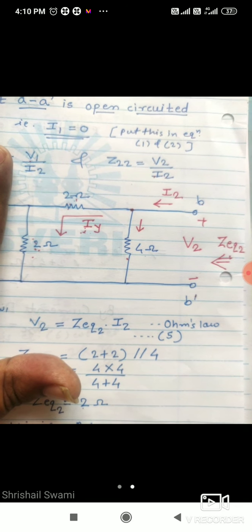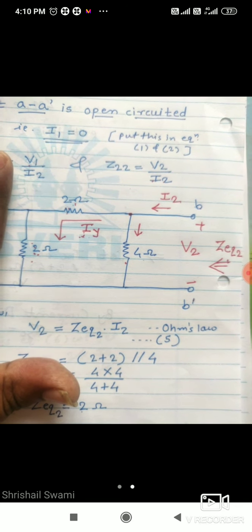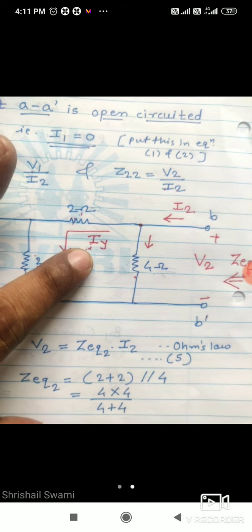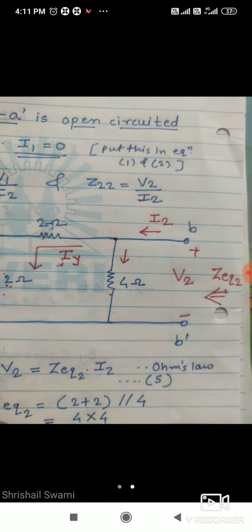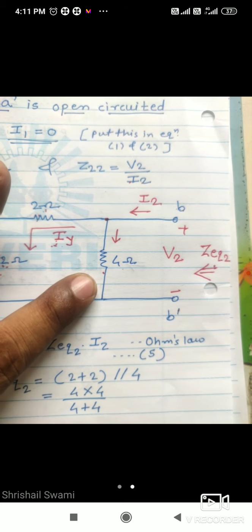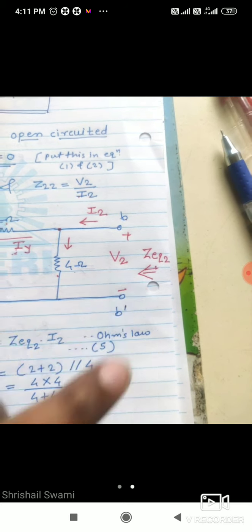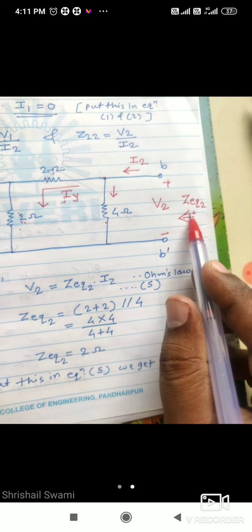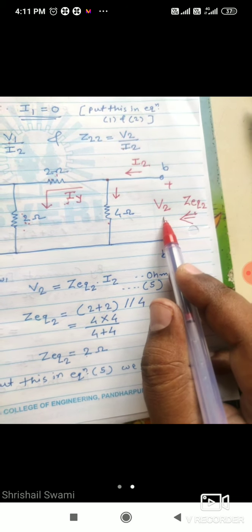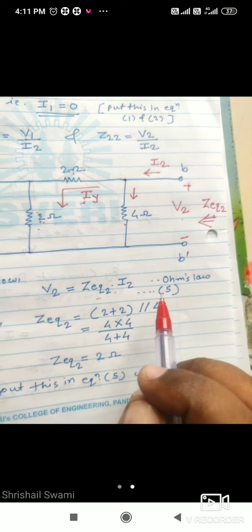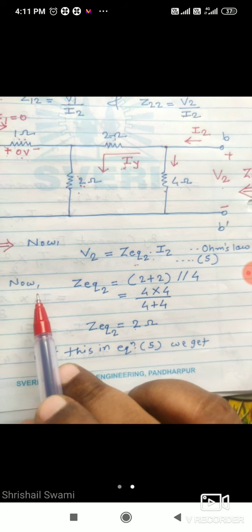Observe the Z equivalent 2 from port 2 and tell me, the 2 and 2 are connected in series, through which the same current is flowing, and that current I have named IY. The 2 and 2 are in series, that is 4, and that 4 is in parallel with this 4. That will give the answer of Z equivalent to. According to Ohm's law, V2 is the total voltage, Z equivalent is the total impedance, and I2 is the total current. So V2 is equal to Z equivalent to into I2. That is equation number 5. Now find out Z equivalent to.